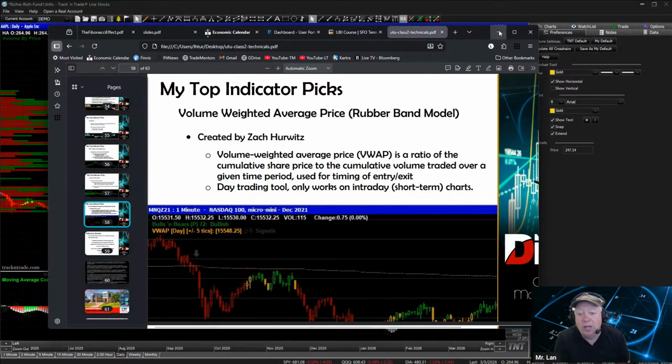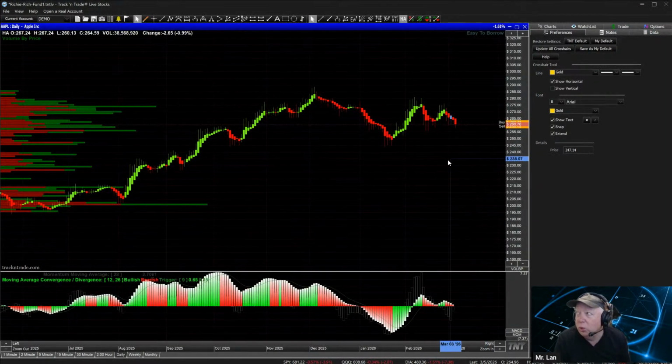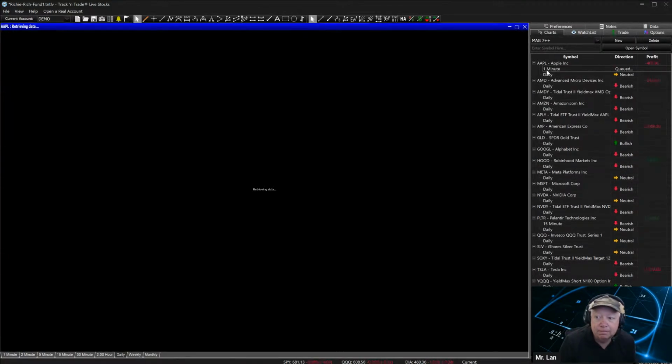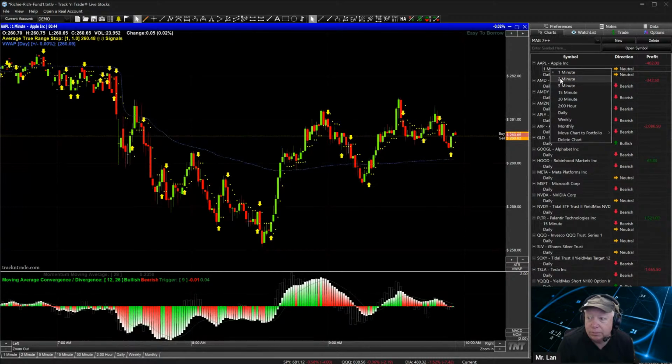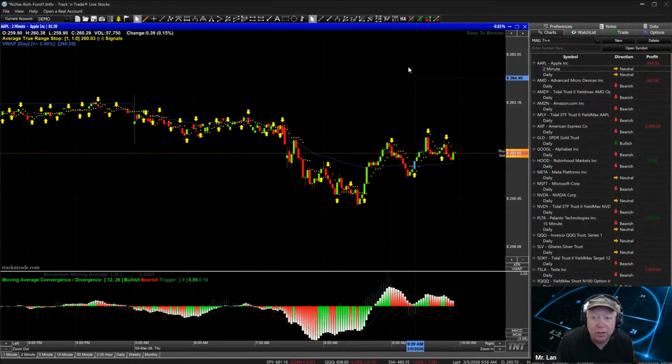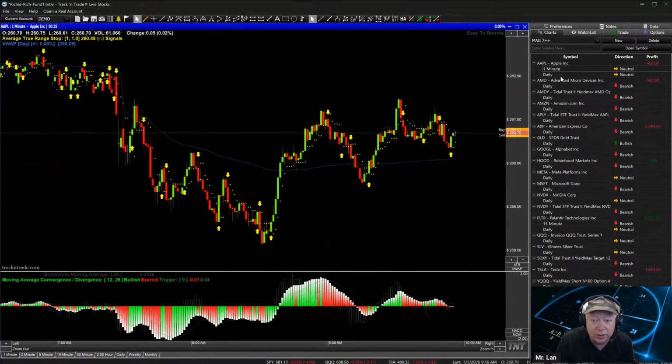So we have to go down to a day chart, and I'll show you this one. And this will be the last one that we'll look at. So we're going to go into Apple. Let's go down to a 1-minute chart. Actually, let's go to a 2-minute chart. So this is our Apple 2-minute chart. Maybe we'll go back to a 1-minute chart just so you can see a little better.